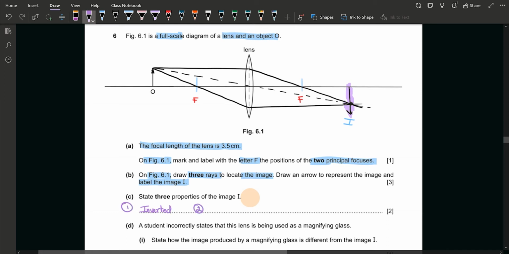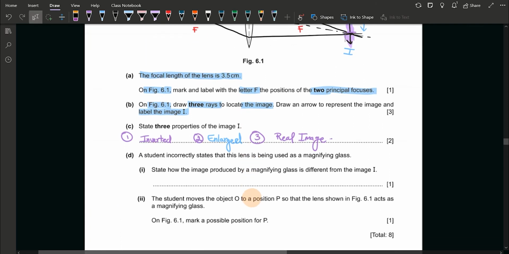Then the second property is that it is enlarged. When you draw a full scale diagram, you can see that the distance between this and this is going to be different, so it is enlarged. And the third point is that it is a real image. Because as you change the distance from here, the distance will change here as well, and it's a real image. It's not a magnification.